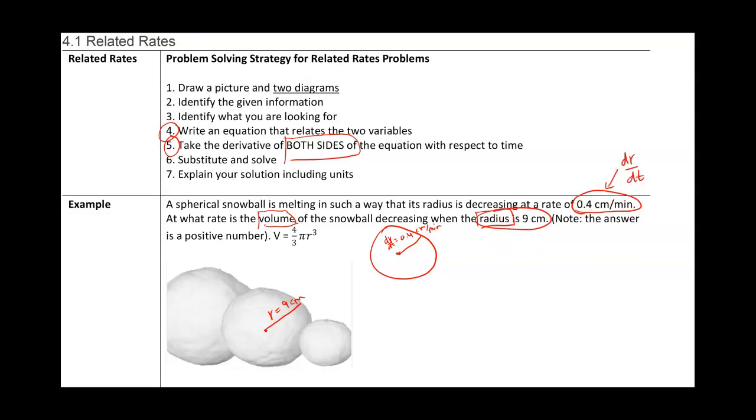All right, so we have the relevant information. The radius is 9 centimeters. The rate of change of the radius is 0.4 centimeters per minute. And what are we looking for? The question is, at what rate is the volume decreasing?